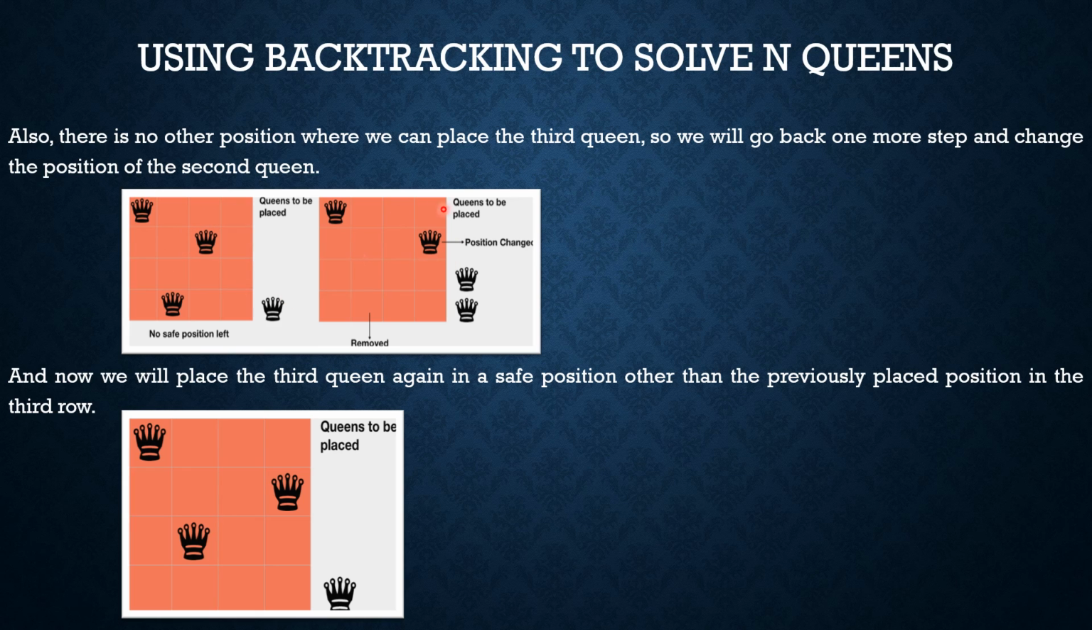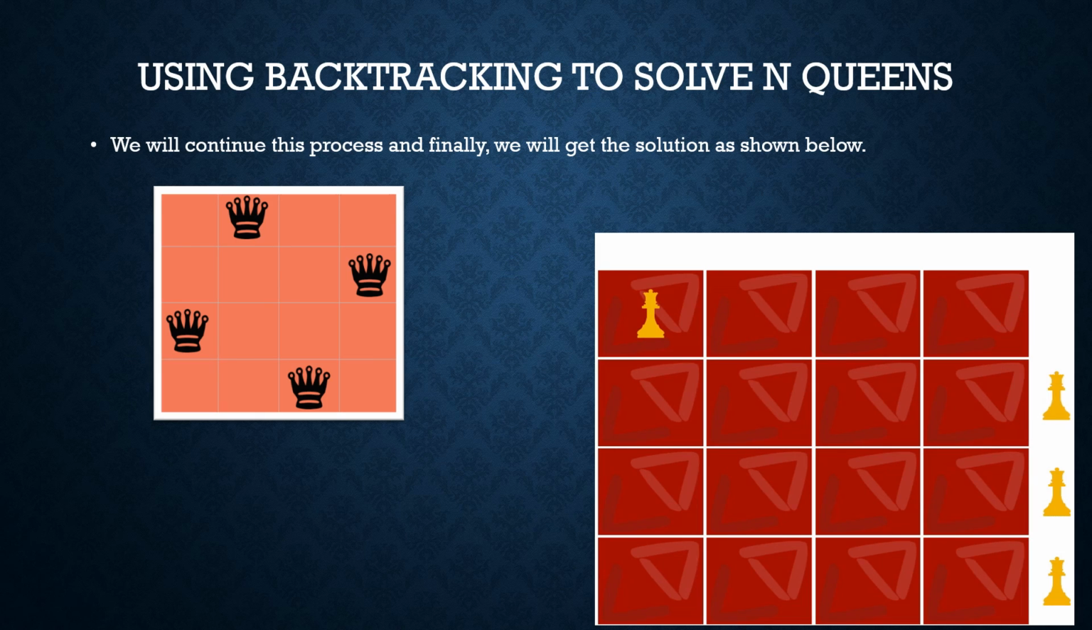And now we will place the third queen again in a safe position other than the previously placed position in the third row. We will continue this process and finally we will get the solution as shown below.